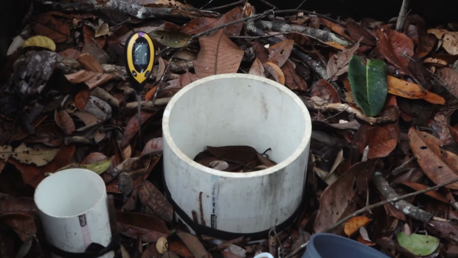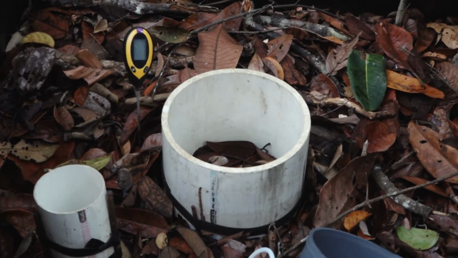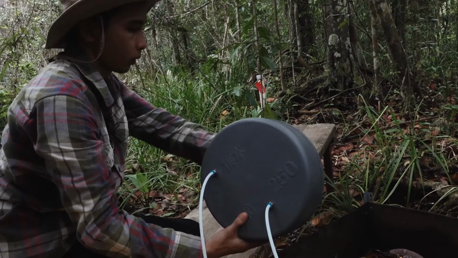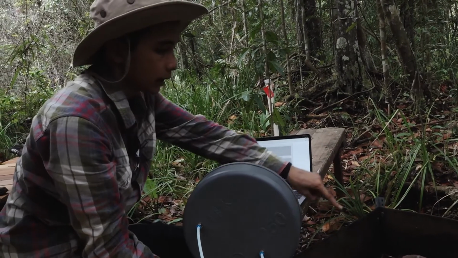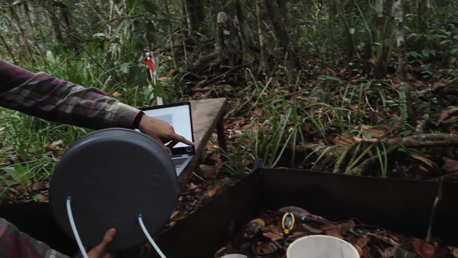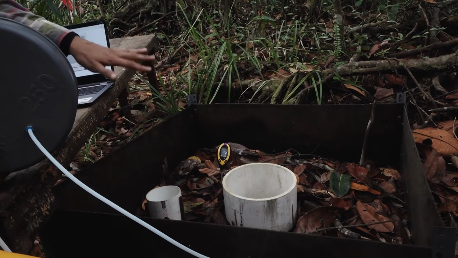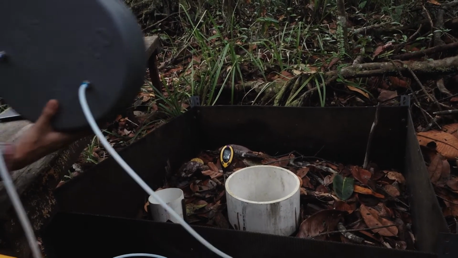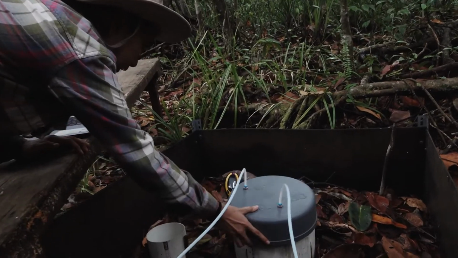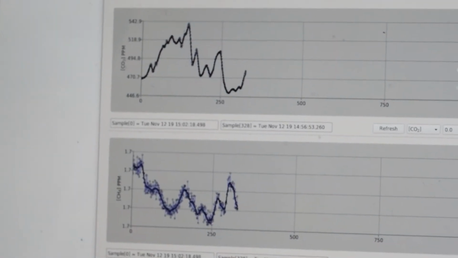Continuous measurement of carbon flux can also be done with this device so that you can monitor the fluctuation of gases. Here you can see the fluxes of carbon dioxide, and the bottom graph is the methane emission.